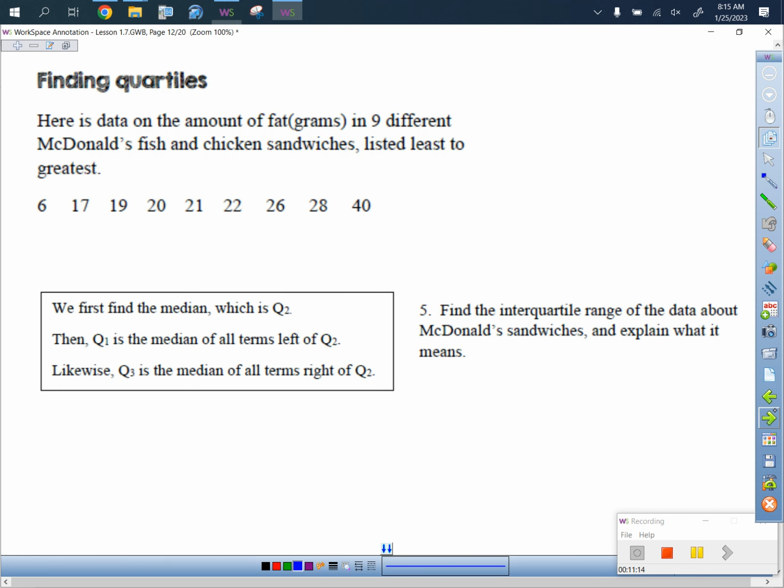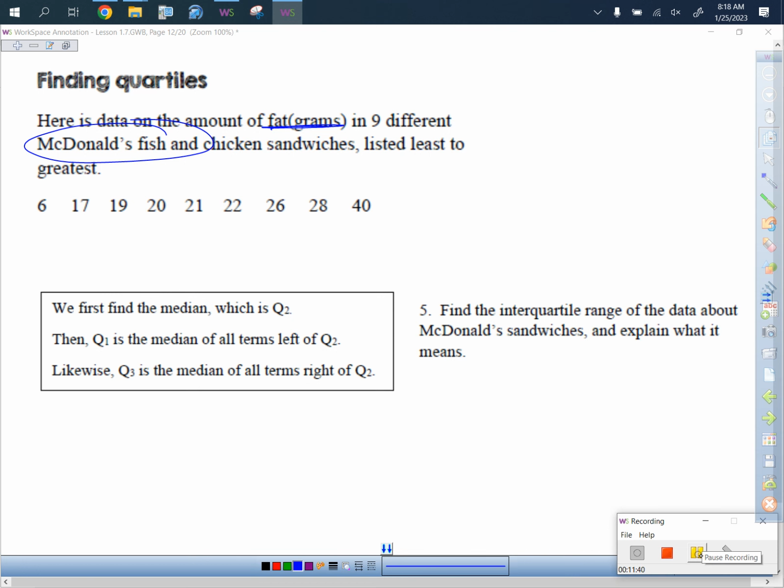Cool. And then the last concept of the day is to find quartiles. We're first going to do it by hand, and then I'll show you how it's all done on the computer. So here's some data about the amount of fat grams in 9 different McDonald's filet-o-fish or chicken sandwiches, listed from least to greatest. Quartiles. Help me, guys. I know it's getting boring.